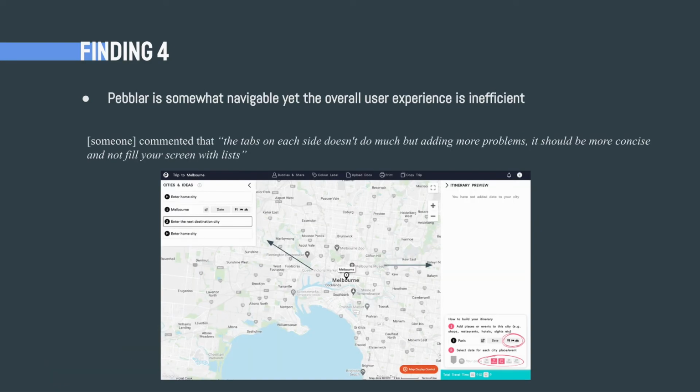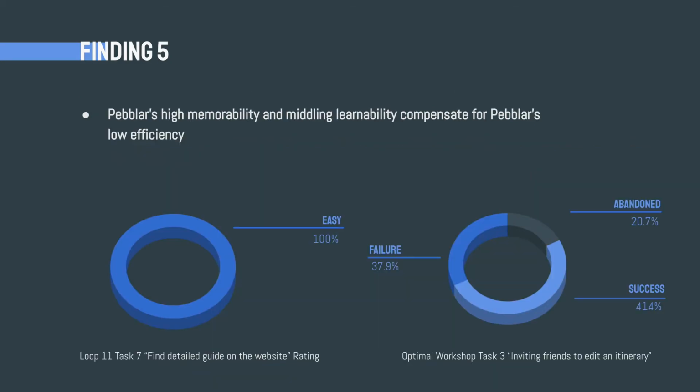One user commented on this in their feedback, saying the site tabs should be concise and should not fill a proportion of the screen. And lastly, from our comprehension of all the user interaction, it was evident that Pebblar has a decent learning curve to it, which if a user can get past, they can easily memorize it. However, these traits are compensating for the inefficient use of the features.